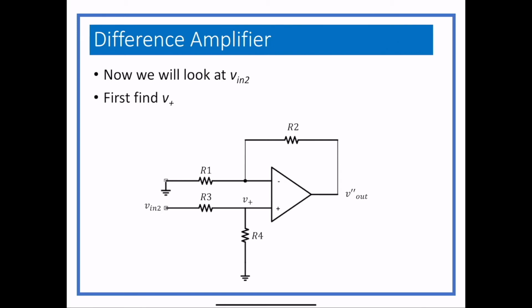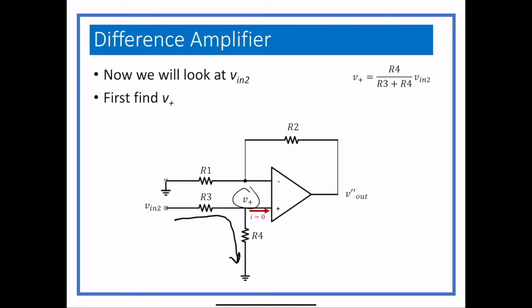So first of all, we need to find out what V plus is going to be. That's going to be the value that actually goes into the inverting terminal. And remember that there's no current flowing in there, which means that what we have at V plus is just a voltage divider. The current is just going to flow straight through like that. So V plus is just going to be the division between R3 and R4. So to find that, we just have R4 over R3 plus R4 times VN2.